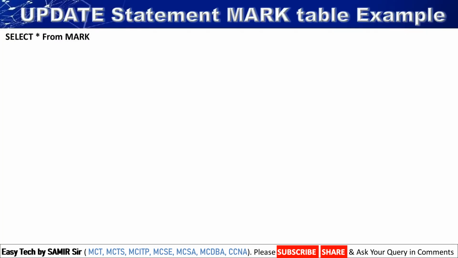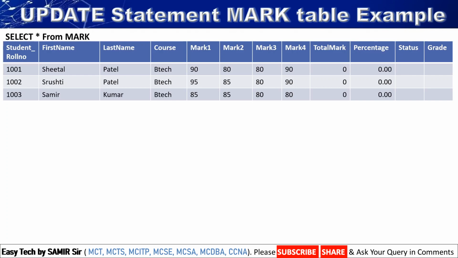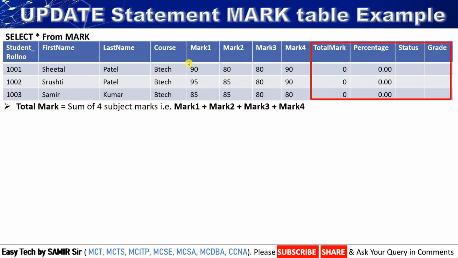In the mark table, when you say select star from mark, it gives you the student's roll number, first name, last name, course name, marks 1, 2, 3, marks 4. Total mark, percentage, status and grade are not showing anything. Now what will be the total mark? Simple. Total mark will be the sum total of all the 4 subject marks. Here we are assuming we have 4 subjects. If you have 6 subjects, then there will be 2 extra columns, mark 5, mark 6. Similarly, percentage will be total mark divided by 4.